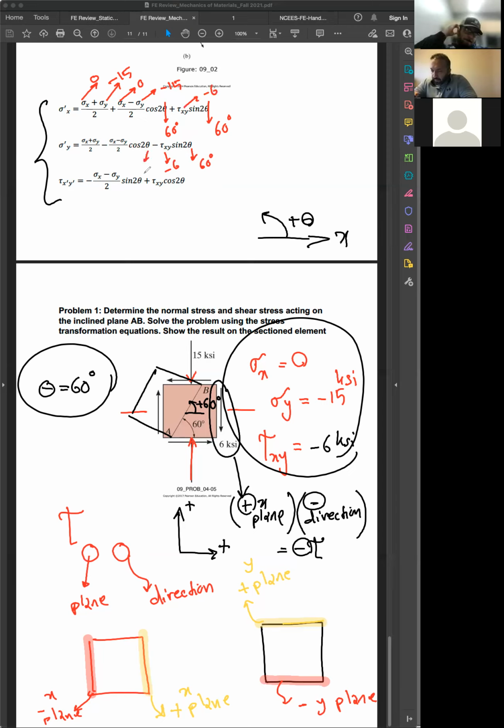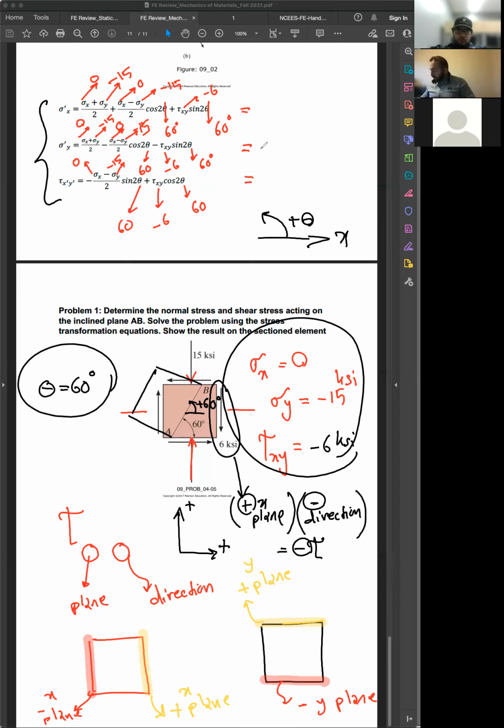Theta would be 60 degrees. Sigma y is negative 15, sigma x is 0. Here, angle 60 degrees, tau negative 6, 60 degrees, sigma x 0, sigma y negative 15. So let's find the values.